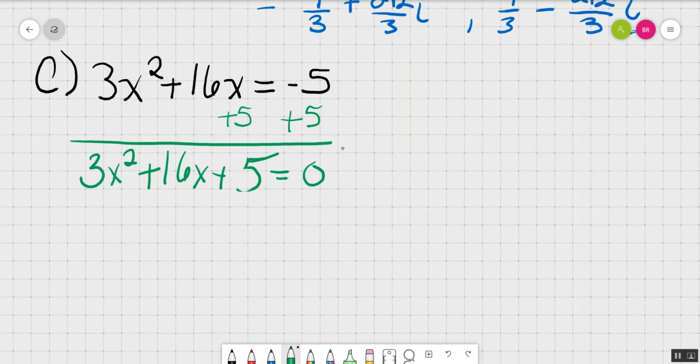The eraser, when it works, it's wondrous. So my A is 3, my B is 16. That's a big B. It makes me a little scared. And my C is 5. I'm very worried about this. We'll see what happens.